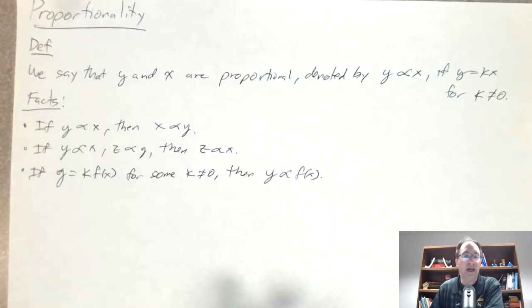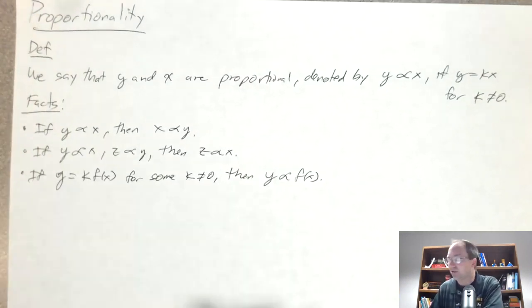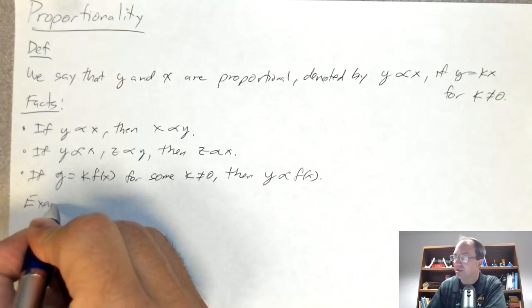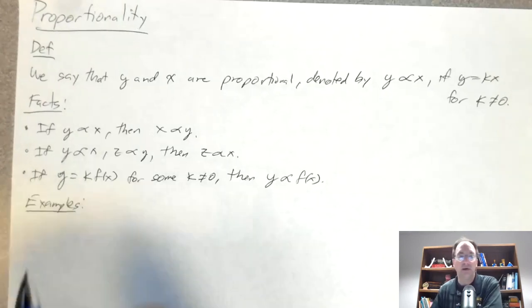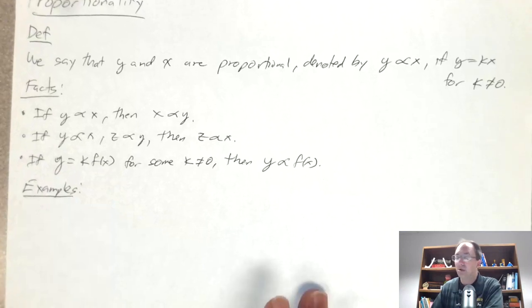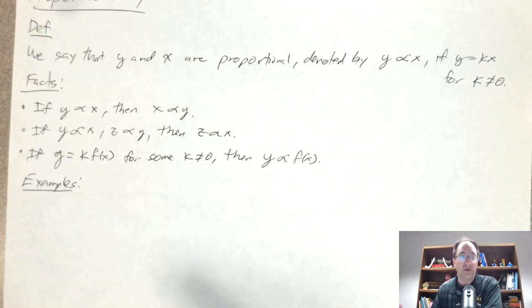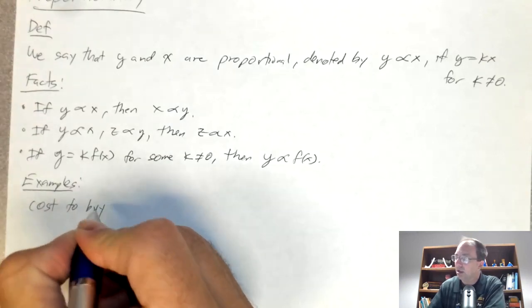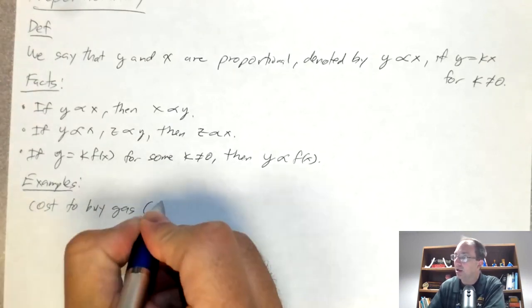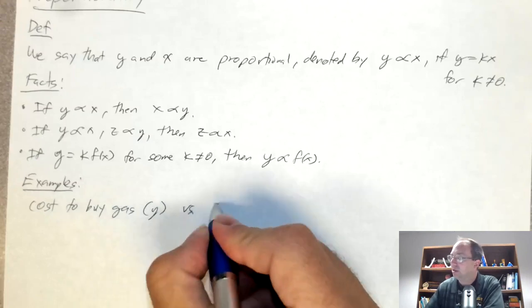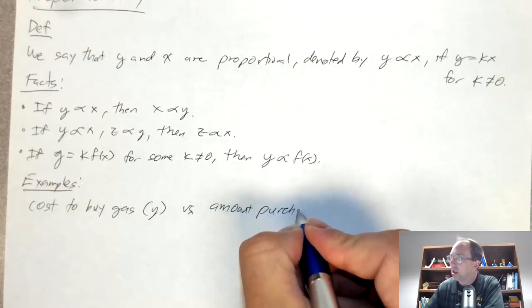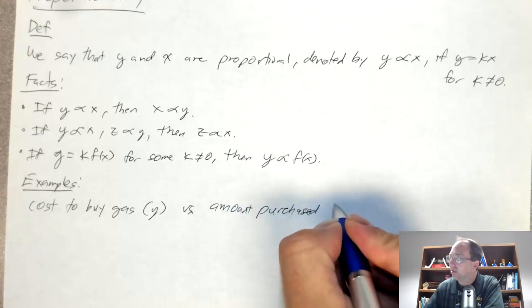So those are a few facts. In the exercise, you get a chance to prove those, but let's focus on some examples to make sure we understand the idea of proportionality. So what would be an example of a true proportionality? And that would be the cost to buy gas. So we'll call that y versus the amount purchased. And we'll call that x.